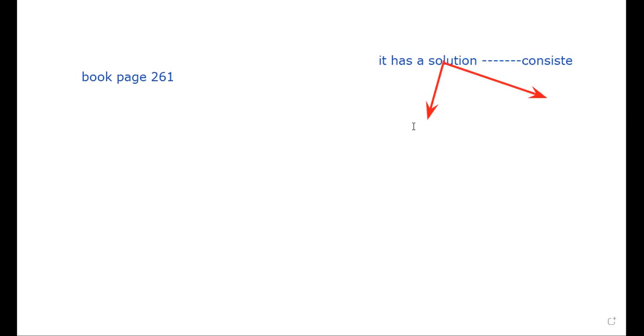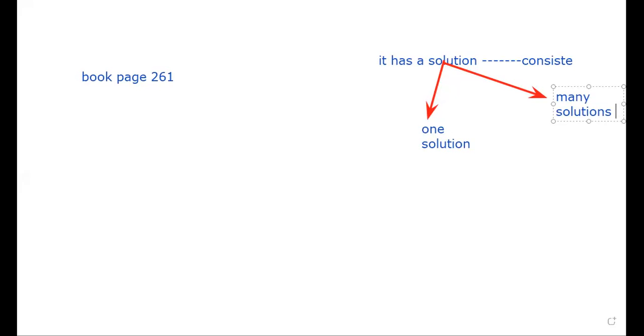So if it has a solution, whatever it is, it's consistent. One solution or many, infinite or many. So we will say it's consistent. If it doesn't have a solution, which means no common region that can satisfy the system, we will say it's inconsistent.